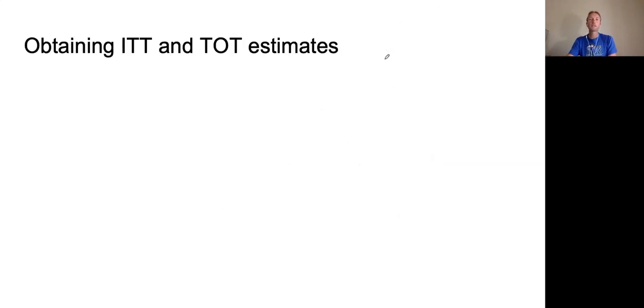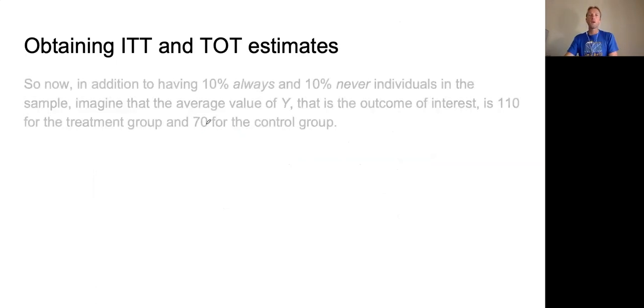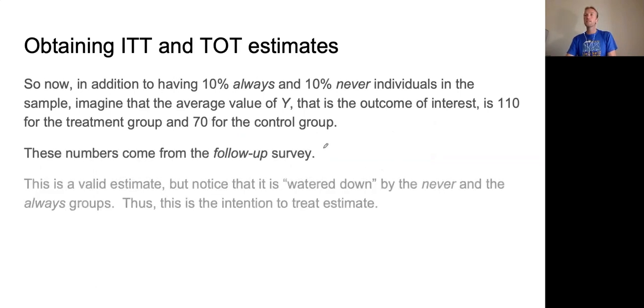Let me show you that mathematically, right? So in addition to having 10% always and 10% nevers, imagine the average value of y, that is the outcome of interest, is 110 for the treatment group and 70 for the control group. And this is for everybody, including the always and the nevers. Okay, so I get these numbers. Where do I get them from? From the follow-up survey. Okay, and it's a valid estimate.